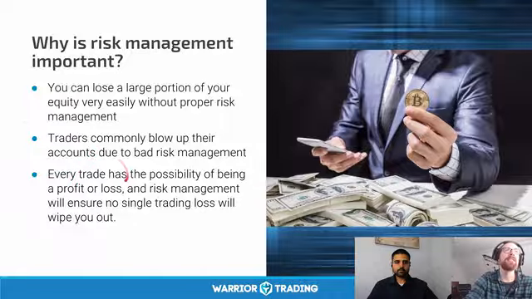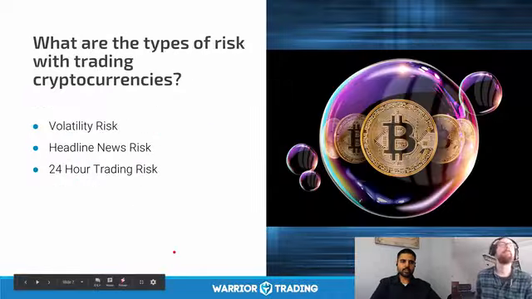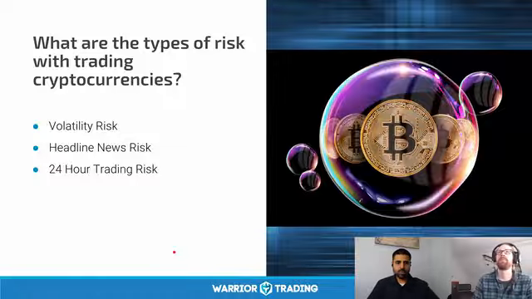All right, so let's see. Arsh, I'll let you take it on the next slide here. Sure. So let's get into some of the types of risks that are involved with trading cryptocurrencies. So three major risks currently would be volatility risk, headline news risk, and 24-hour trading risk.